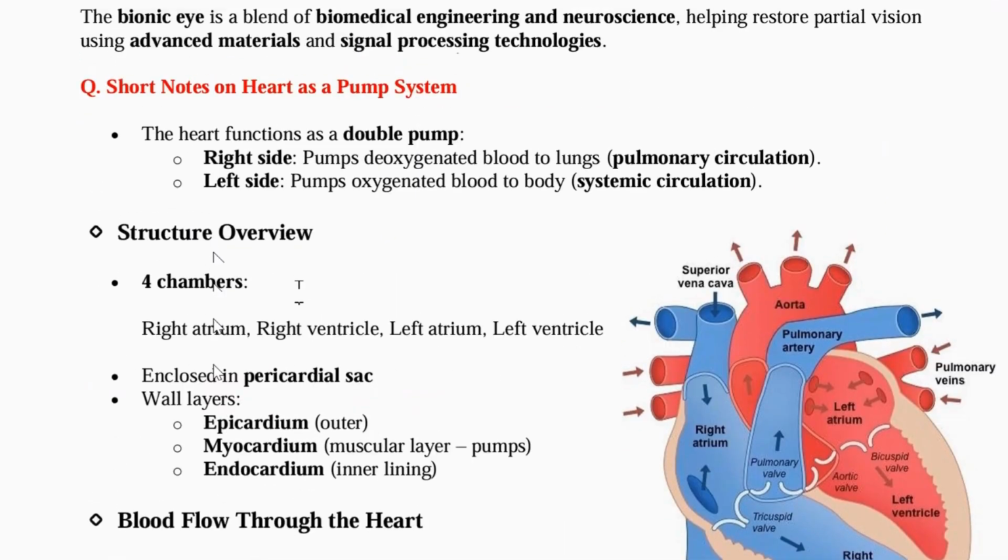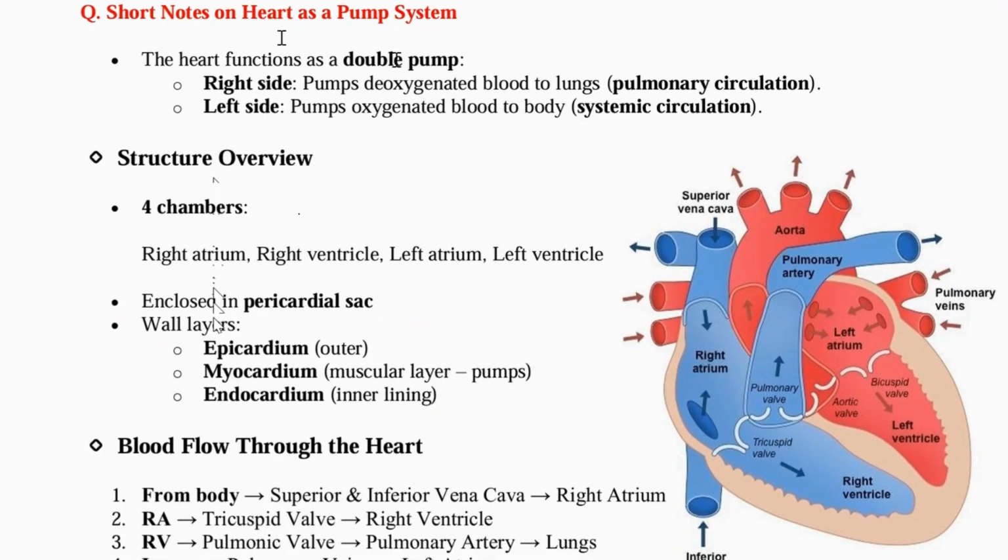Short note on heart as a pump system. Here the heart is a double pump. One is the right side heart and the other the left side. The right side is pulmonary circulation. The left side is systemic circulation.